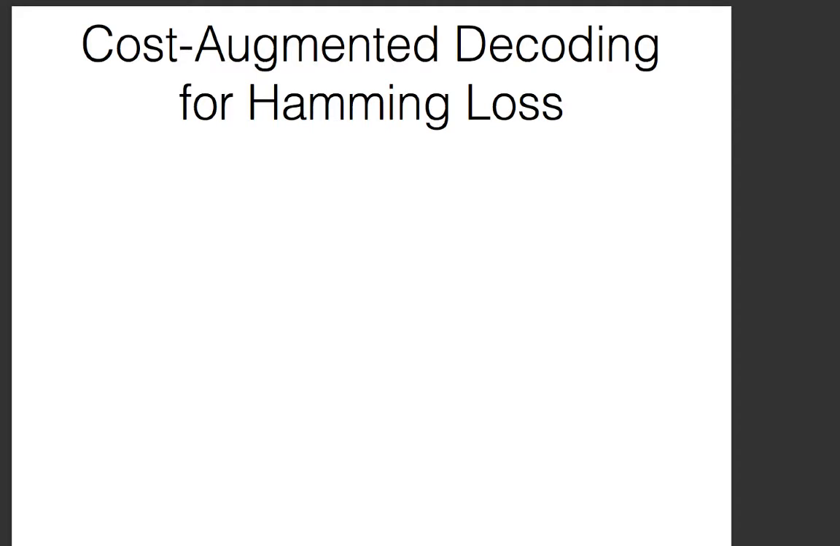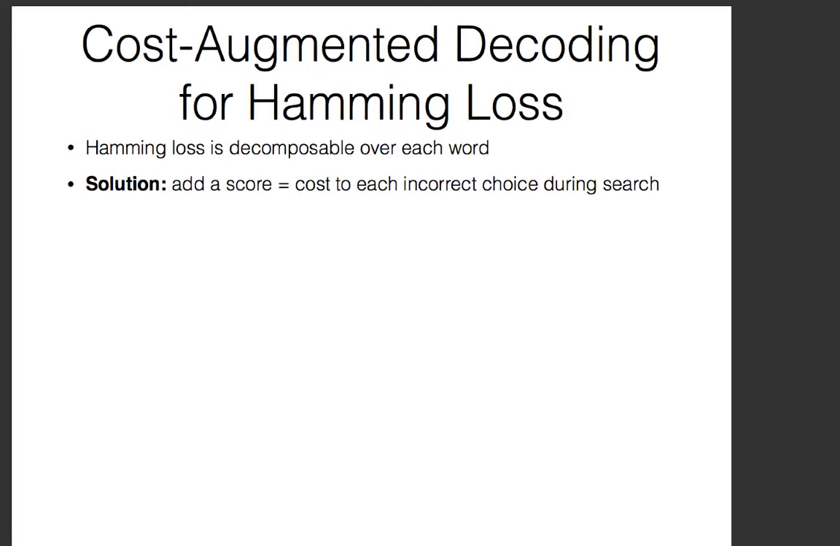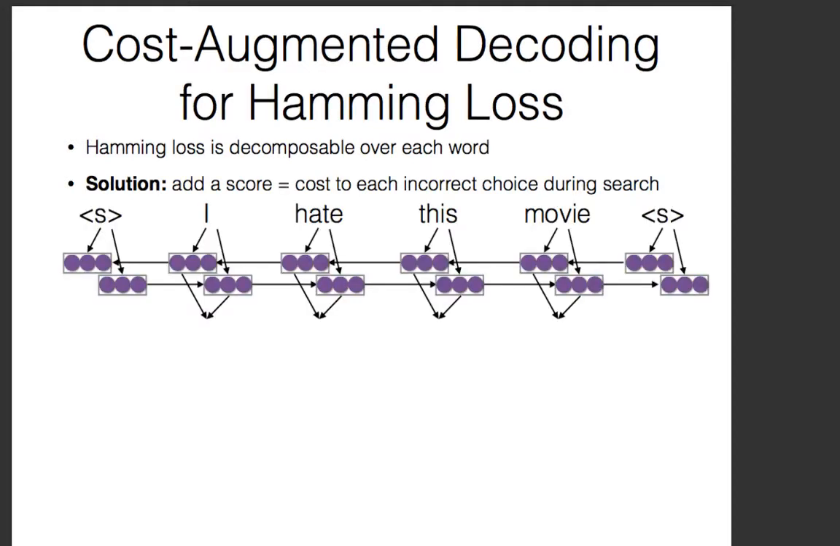So the way you can do cost-augmented decoding specifically for Hamming loss, this is super simple. And you could implement it in a part-of-speech tagger relatively easily. Hamming loss, you can see, is decomposable over each word. So each word, if you make a mistake, you gain 1 Hamming loss. So the solution is basically that you add a cost to each incorrect choice during search.